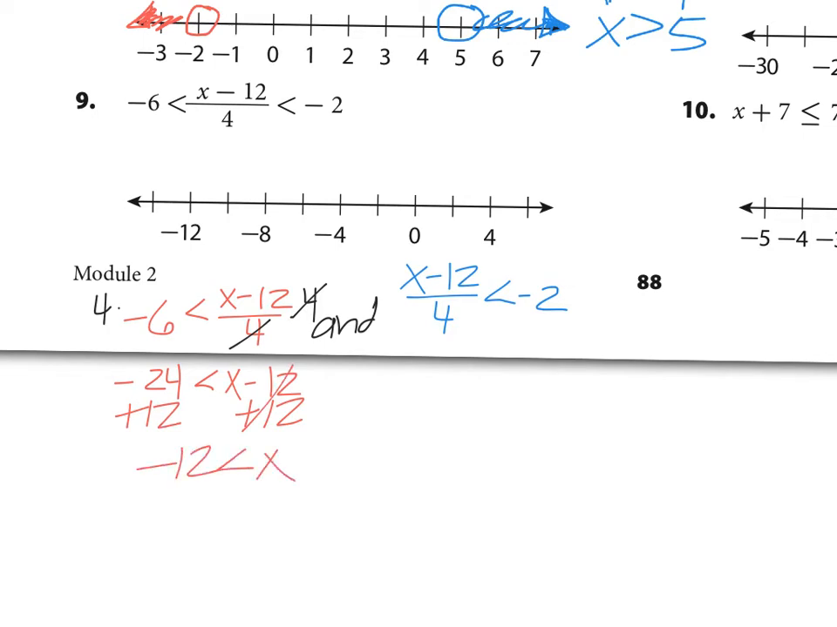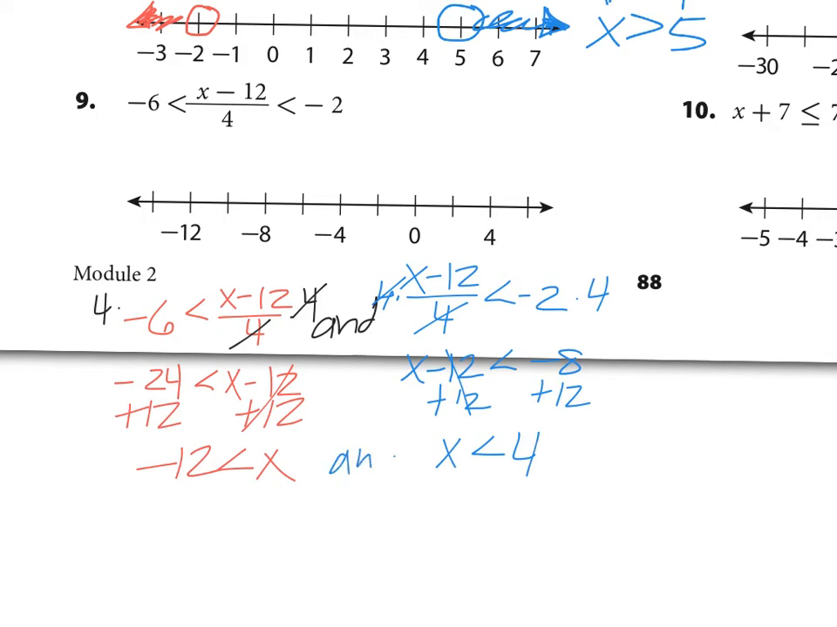Okay, then I'm going to work the right-hand side over here. The steps are similar. I'm going to multiply by 4, but you're going to see I get different values because I have a different number on the right. It's less than negative 8. Then I add 12 and 12. So then x is less than 4.